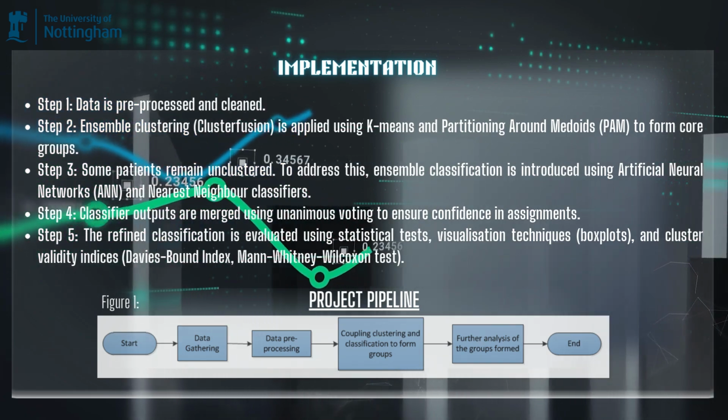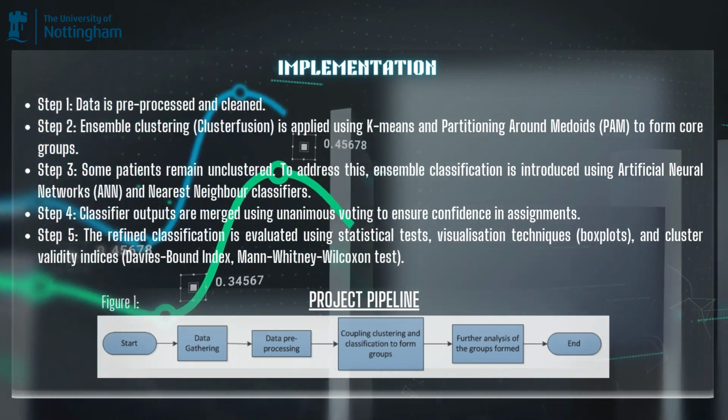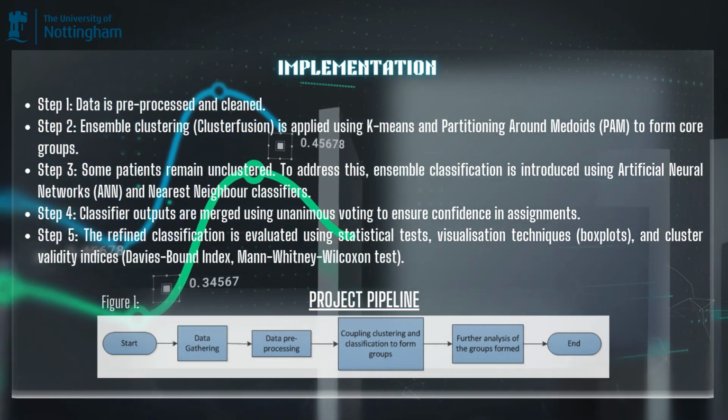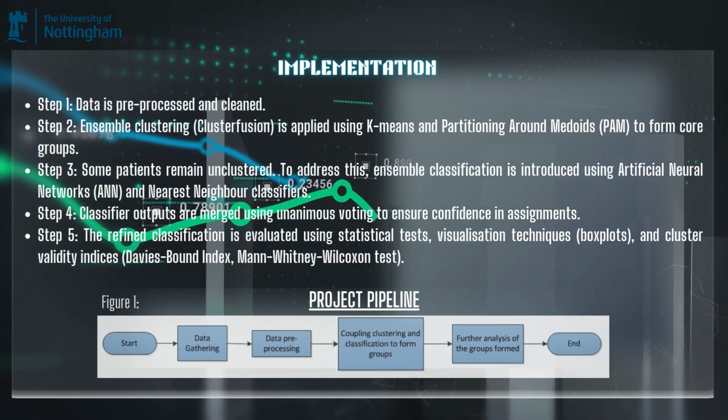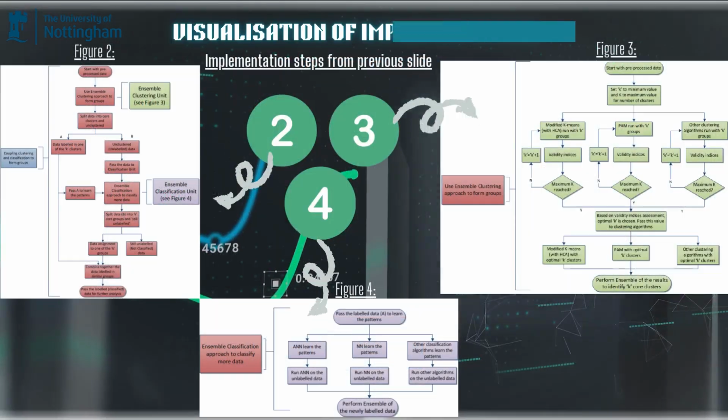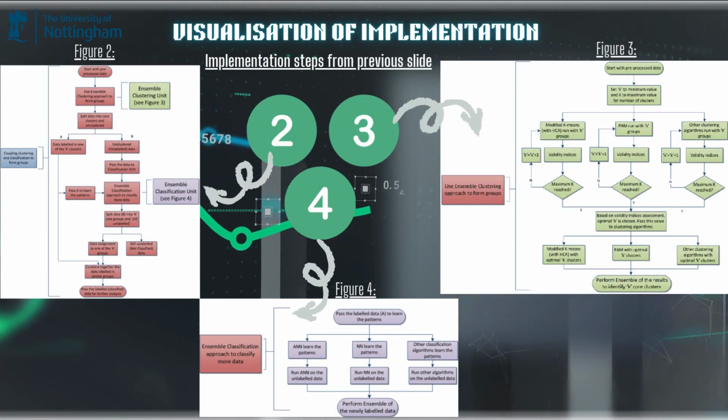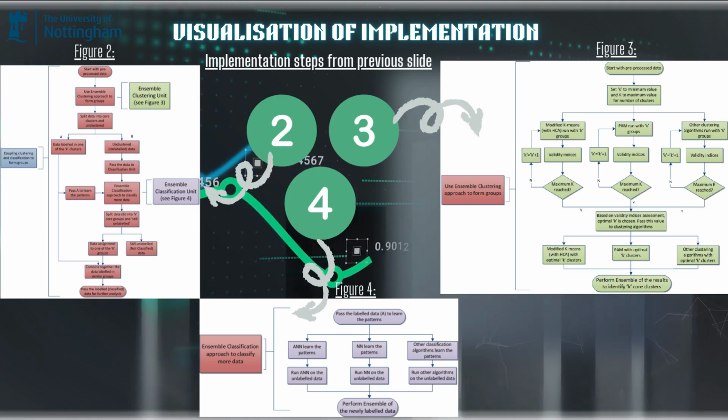Fourth, the classifier outputs are merged using unanimous voting for accuracy. Finally, the refined classification is evaluated using statistical tests, box plots, and cluster validity indices. This is a visual representation of the methodology used within the research. You can pause the video to gain more understanding.